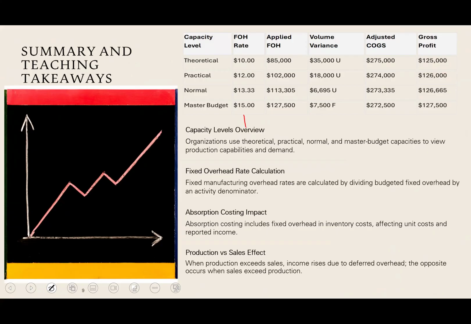Okay. Step number 1, you calculate fixed overhead rate. Step number 2, you calculate applied overhead. Step number 3, you calculate volume variance. Then you adjust your cost of goods sold either up or down with the adjustment from volume variance. And finally, you calculate gross profit. Okay. So absorption costing is the only one in which this can be done. And this kind of manipulation can be done if the difference between production and sale is very high. So higher the difference between production and sale, okay, higher is likely to be the difference between absorption costing and variable costing income.